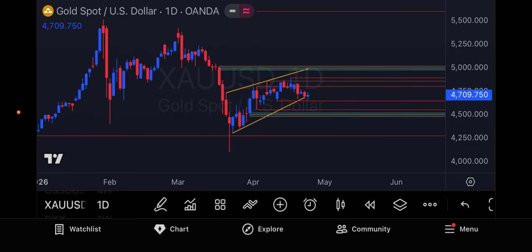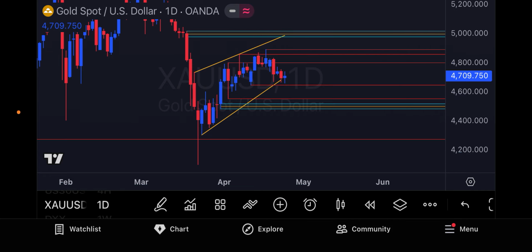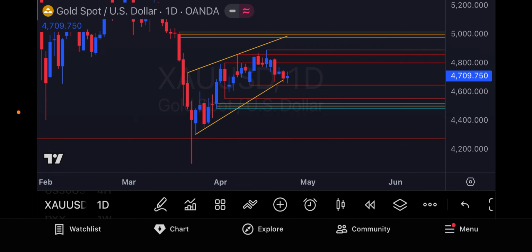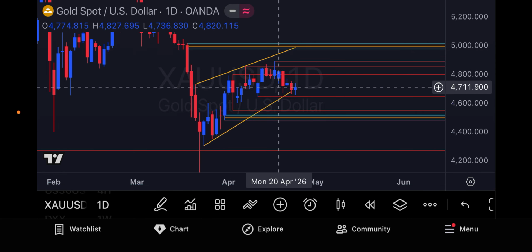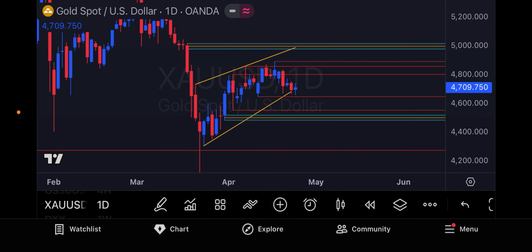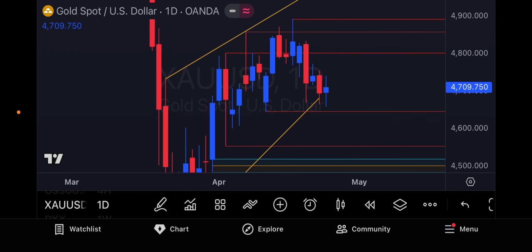Now on a daily, things are going to stay pretty much the same. We get a little bit more detail on the 4 hour, but on a daily, we've got that downward momentum, and we can see that we're in some sort of corrective structure right now.